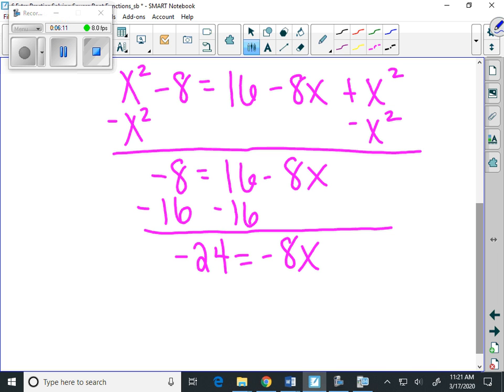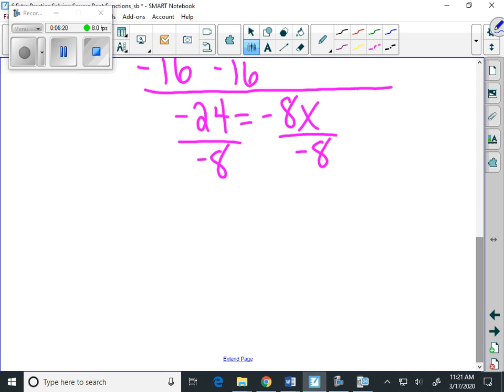Solve it the way your Algebra 1 teacher taught you. To solve it, we're going to divide both sides by negative 8. And when we divide both sides by negative 8, we get x equals 3. Now we got x equals 3. We didn't even have to factor on this one, even though there was an x squared in it.